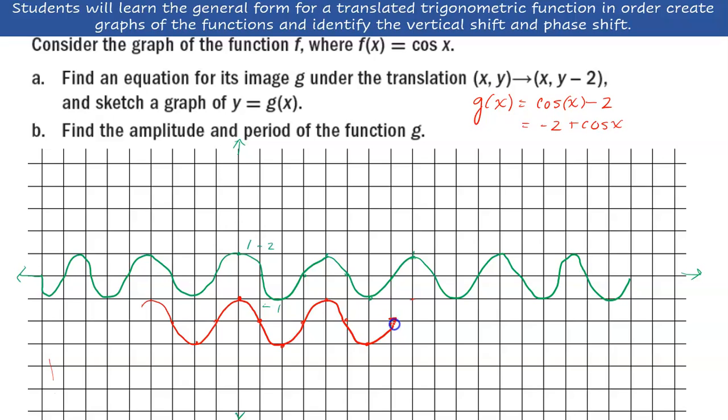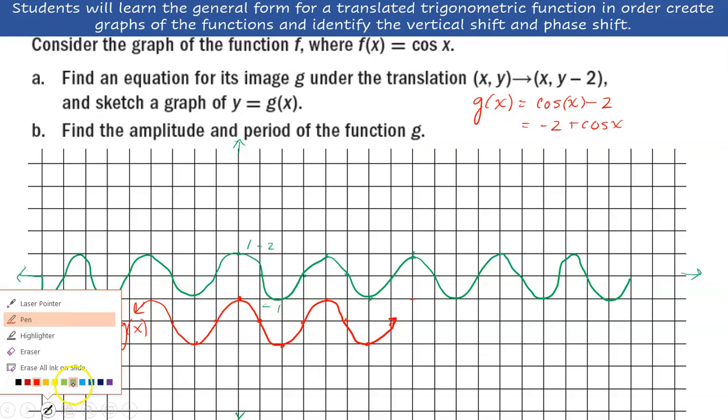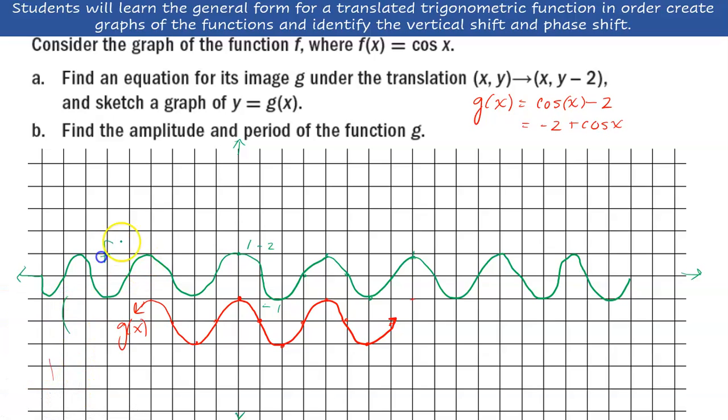Now, as you look at this, in the red, that's my g of x. So this is g of x. And in the green, I had my f of x. Now, as you look at this, they're congruent. They just took one and lifted it up on top of the other. It's asking us to find the amplitude and the period.